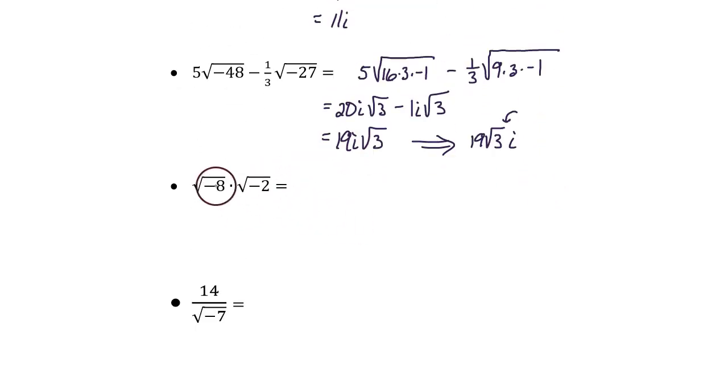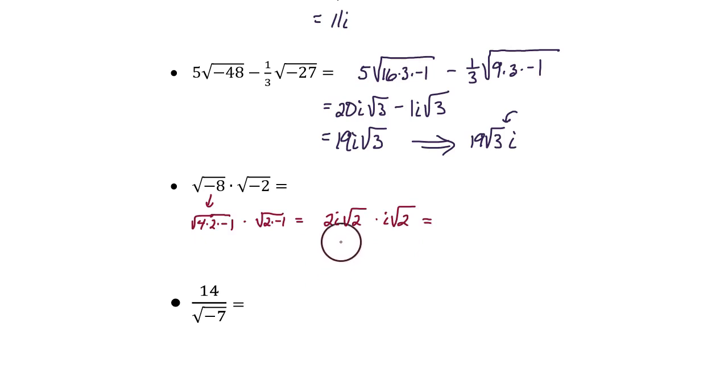Next example. We have the square root of negative 8 times the square root of negative 2. The square root of negative 8 can be thought of as the square root of 4 times 2 times negative 1. And the square root of negative 2 can be thought of as the square root of 2 times negative 1. The square root of 4 is 2, and the square root of the negative 1 makes an i. And then this 2 here stays in the radical. Over on this piece, the square root of the negative 1 makes an i, and this 2 stays in the radical.